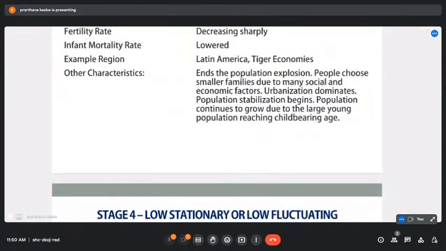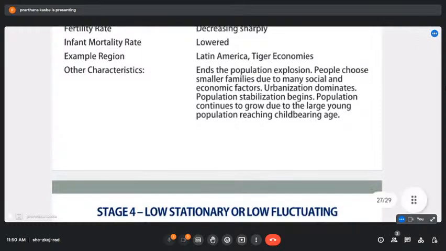We know that one stage is called the population explosion. This question is frequently asked in examinations, in previous examinations. That is, which stage of demographic transition is called the population explosion or explosion stage? That is the second stage. So the population explosion ends in the third stage.